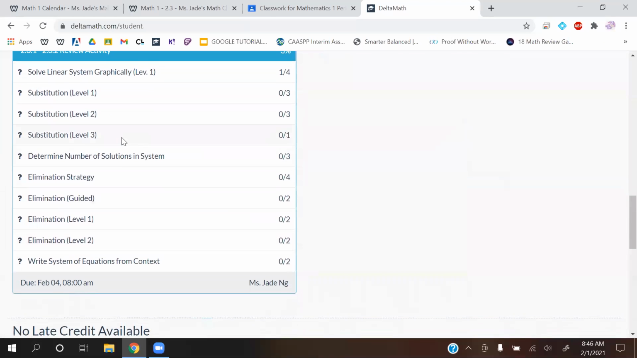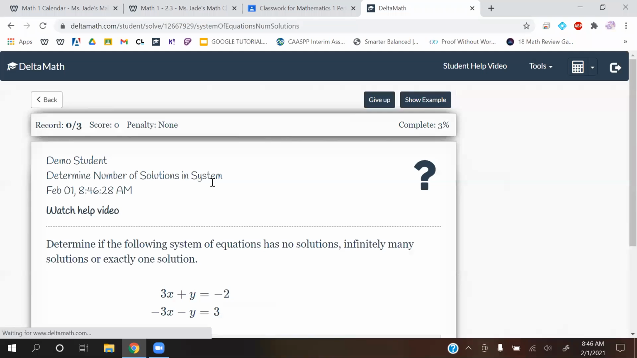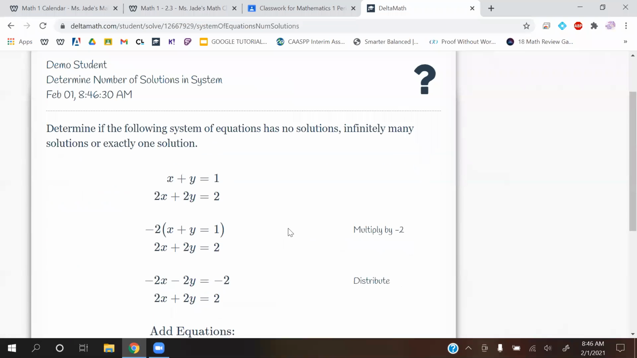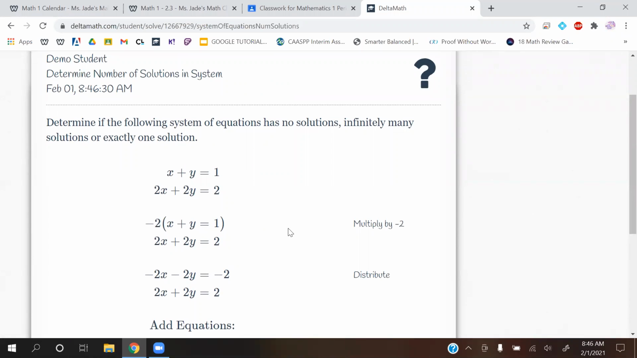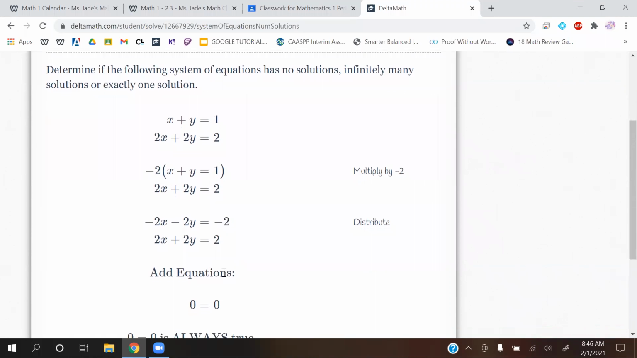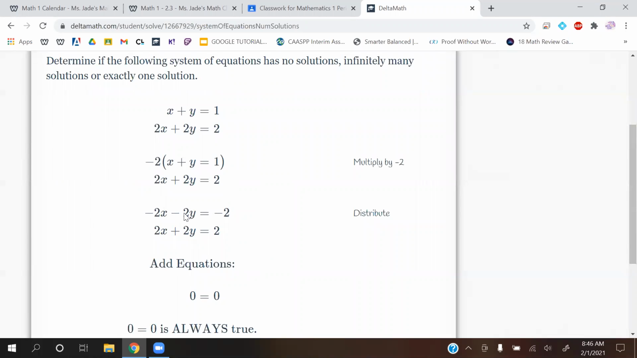Then there's also determine number of solutions in a system. So let's show an example here. You can solve this in any way you like. In this case, they took the top equation and multiplied it by negative 2. Then you got negative 2x, negative 2y, equals negative 2 times 1, which is also negative 2. So they just distribute, and then they got these two equations. In this case, they chose to use the elimination method, so they added the two equations together.